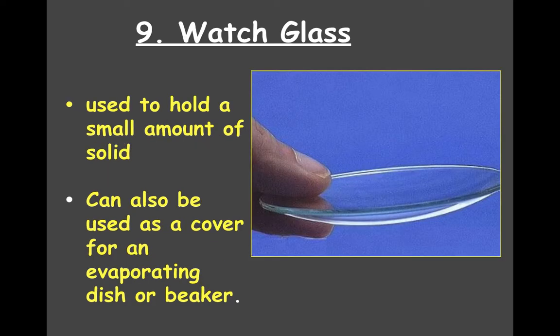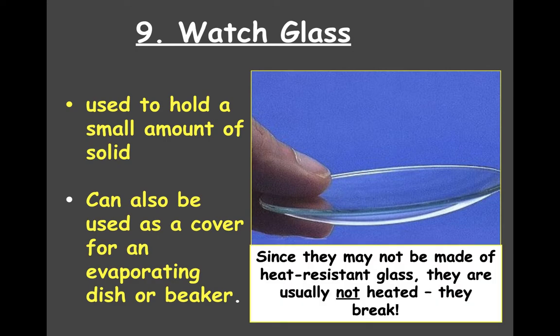The next one is like a big contact lens. It's called a watch glass. It's used to hold a small amount of a solid. It can also be used as a cover for an evaporating dish or beaker, so you place it on the top and it's like a lid that you would cover with a pot or a pan. Since they may not be made of heat resistant glass, you usually don't want to heat them up because they do break very easily. So if you're using fire or flames, you want to use something different.